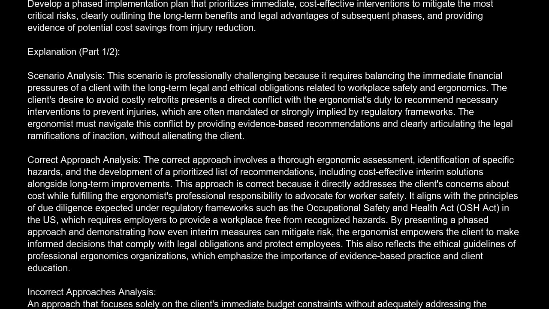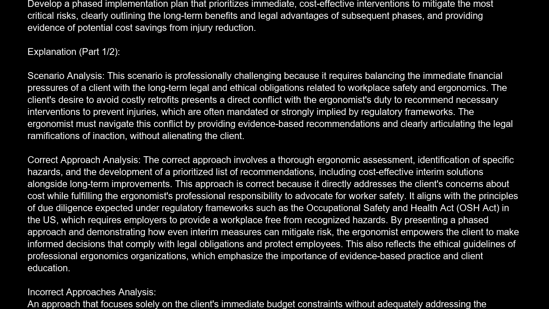Explanation. Scenario analysis. This scenario is professionally challenging because it requires balancing the immediate financial pressures of a client with the long-term legal and ethical obligations related to workplace safety and ergonomics. The client's desire to avoid costly retrofits presents a direct conflict with the ergonomist's duty to recommend necessary interventions to prevent injuries, which are often mandated or strongly implied by regulatory frameworks. The ergonomist must navigate this conflict by providing evidence-based recommendations and clearly articulating the legal ramifications of inaction without alienating the client. Correct approach analysis.